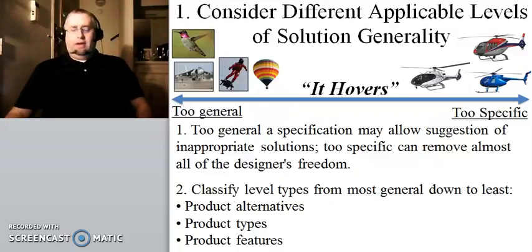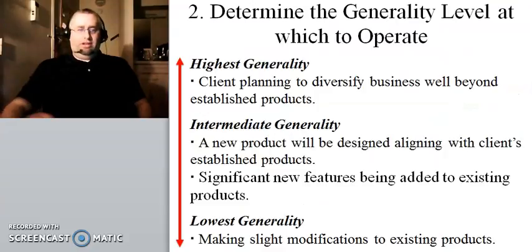We're talking about product performance specifications procedure, and it's a 4-step procedure. And we just finished talking about the first step, which is the consideration of different applicable levels of solution generality. So now that we've made this consideration, we're ready to move on to the next step, which is determining the generality level at which we are actually going to operate.